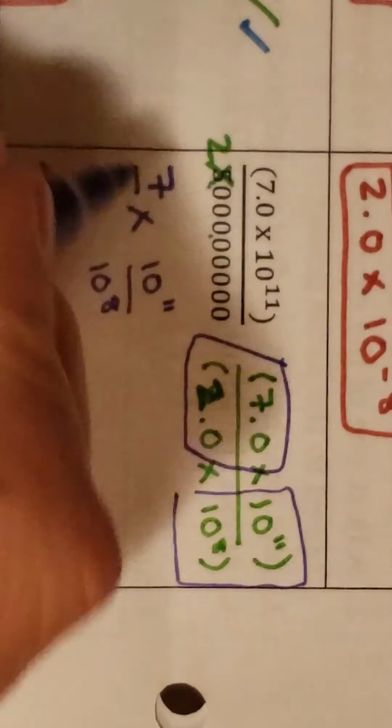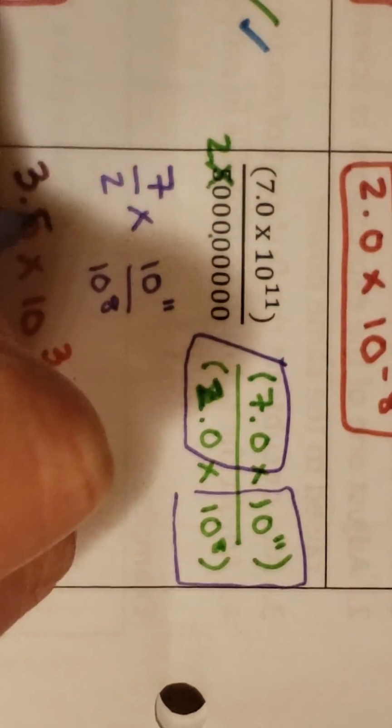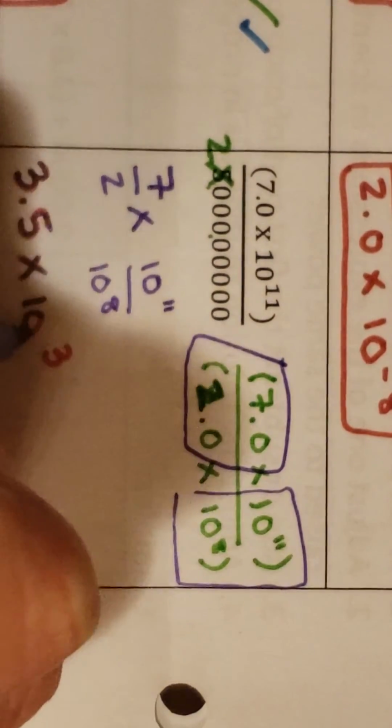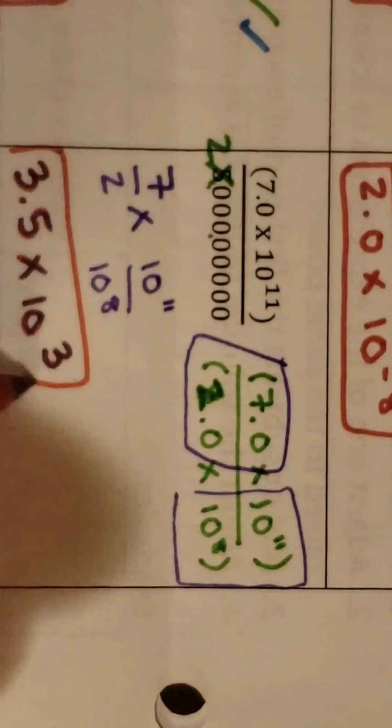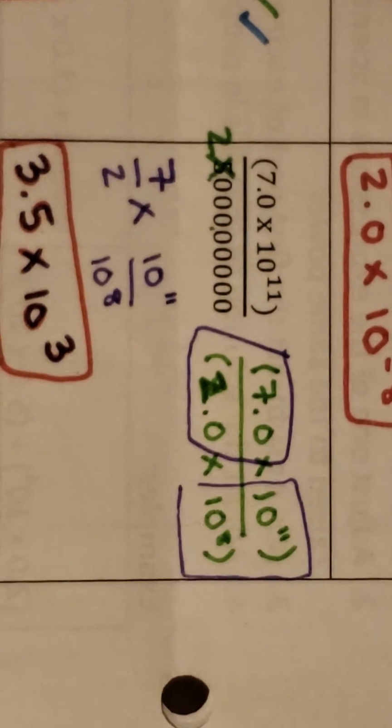Rats. I should have done that in purple because I was doing that third step still. I was doing the division part. The fourth step is to make sure it's in scientific notation. Okay.